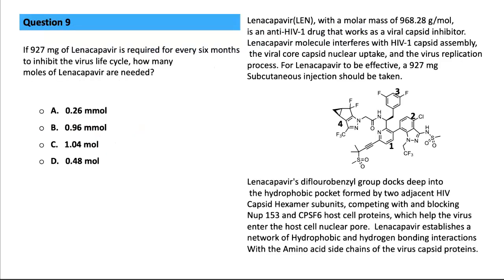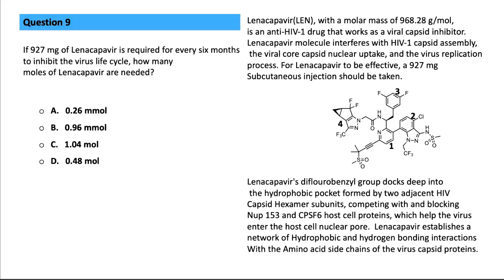We have a passage here. Lenacapavir, with a molar mass of 968.28 grams per mole, is an anti-HIV drug that works as a viral capsid inhibitor. Lenacapavir molecule interferes with HIV capsid assembly, the viral core capsid nuclear uptake, and the virus replication process. For lenacapavir to be effective, a 927 milligrams subcutaneous injection should be taken.